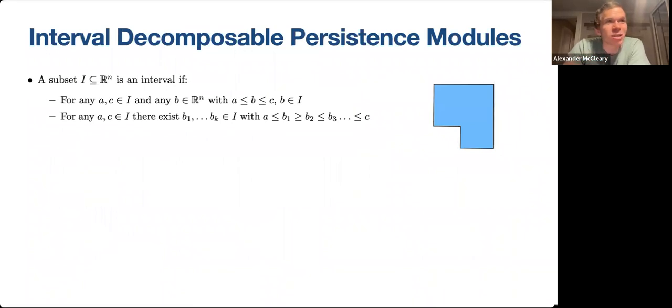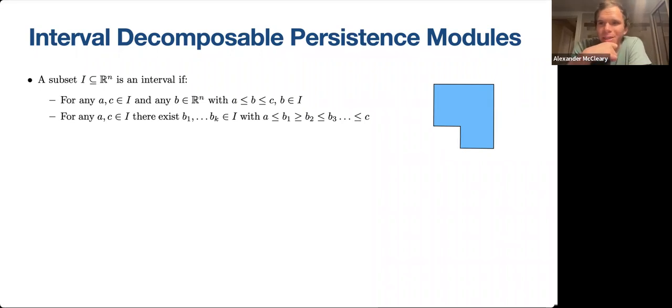Okay, so with one-parameter persistence, we had this great structure theorem, the algebraic decomposition theorem, which said that every persistence module breaks down into a direct sum of interval modules. It would be great if we could have the same thing in multi-parameter persistence, where every multi-parameter persistence module breaks down into a nice, simple decomposition of some basic building blocks.